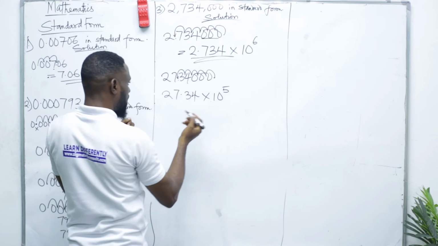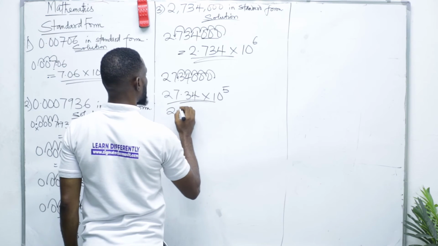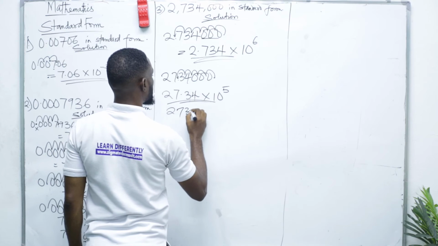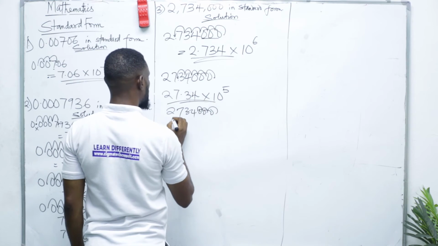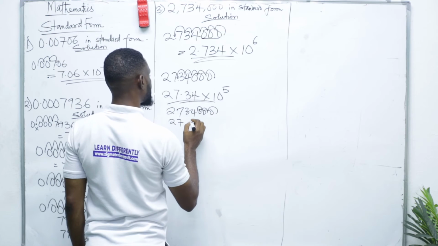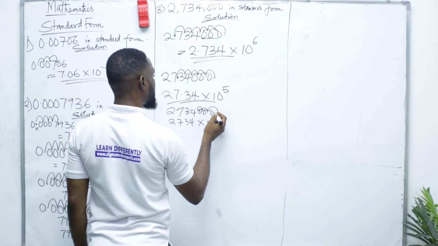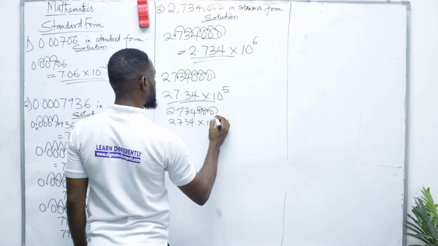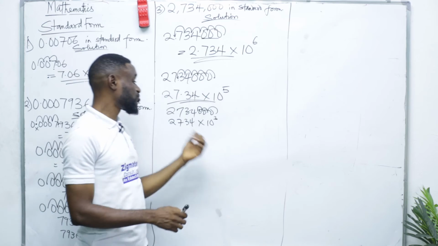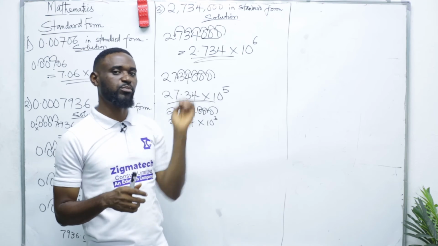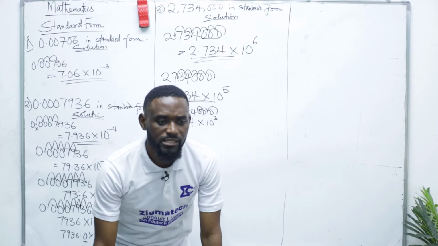Do you understand? Okay. If we had done, let's say, 2734000 and we did 1, 2, 3, it would be 2734 times 10 raised to the power how many? 1, 2, 3. 3 zeros. Do you understand that now? So whichever standard you want to put it, you can put it. Do you understand?